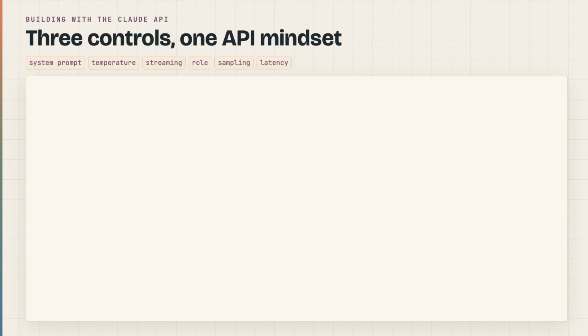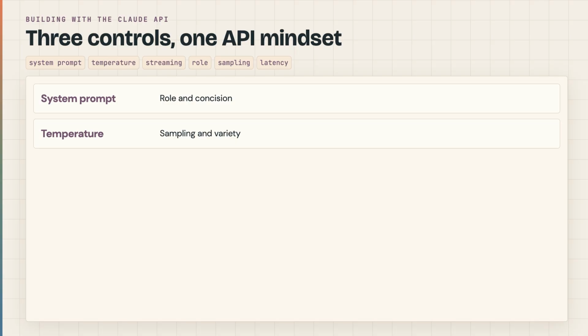Put the three controls together and you get a stronger API mindset. A system prompt steers role and concision. Temperature steers sampling and variety. Streaming steers perceived latency and responsiveness. They are not separate trivia questions. They are app design tools for making Claude-powered experiences feel intentional.